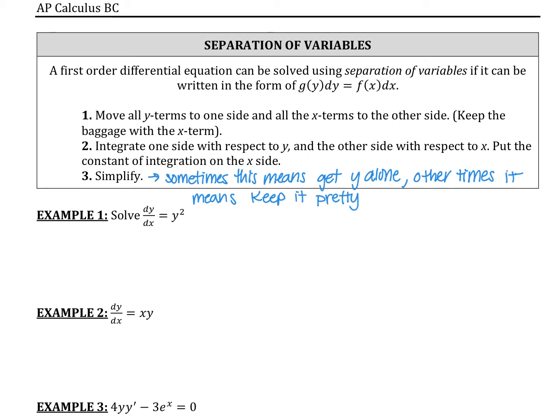And I'll show you what that looks like. And pretty is a loose term, obviously. But to keep it pretty, because sometimes it doesn't make sense to get y by itself. The process to get y alone creates some unruly looking fraction or square root, cube root, something like that that just gets real messy real quick. And so it's easier to keep it in the pretty form.